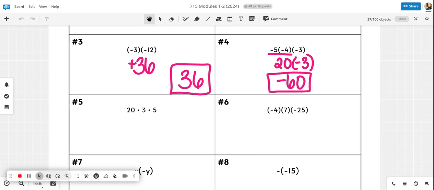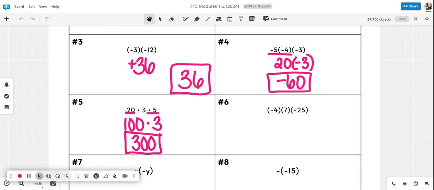So just like addition, with multiplication we can multiply in any order. So let's use that with number 5. So we can multiply these numbers in any order. They're all positive, so I know my product will be positive. And my brain wants to multiply the 20 times 5 first. Think about why I might want to do that. 20 times 5 is 100. Generally, multiplying by 100 is a lot easier than multiplying by other numbers. Then I have 100 times 3, 300.